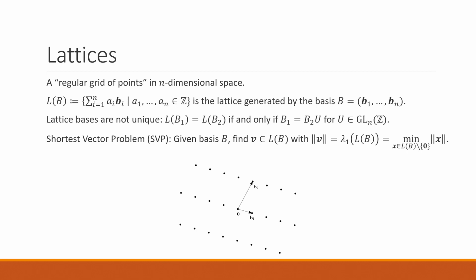The shortest vector problem, which is the most important computational problem on lattices, is, given a basis of a lattice as input, to find a shortest non-zero vector in the lattice, that is, a vector whose norm is lambda 1.